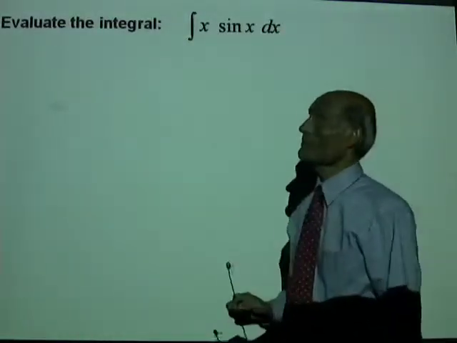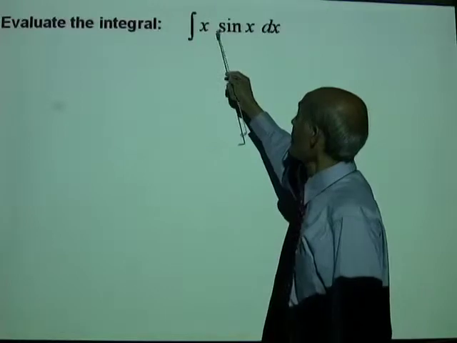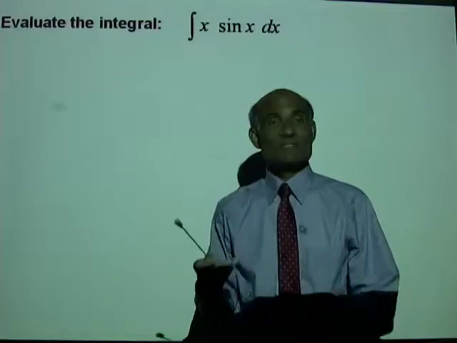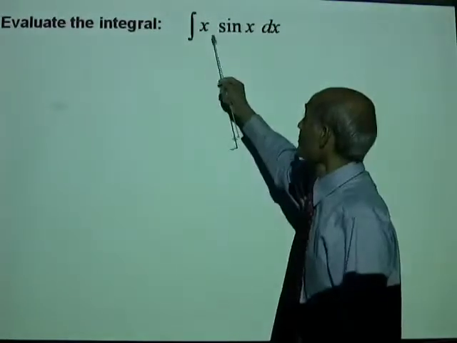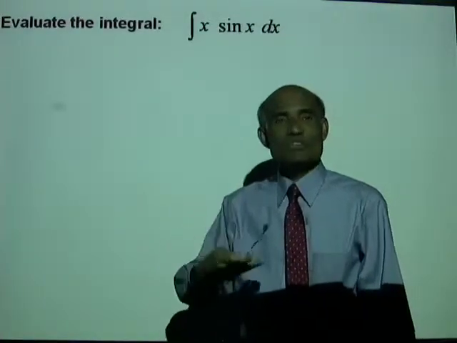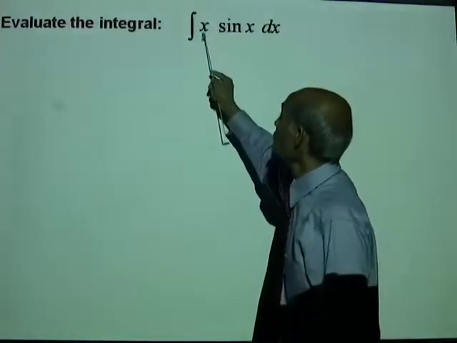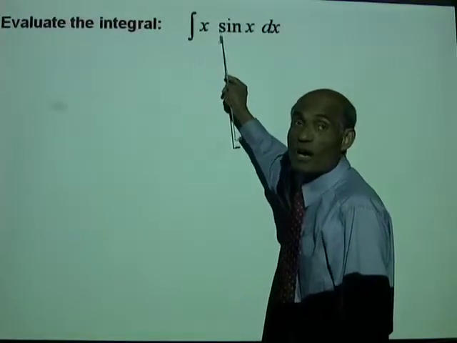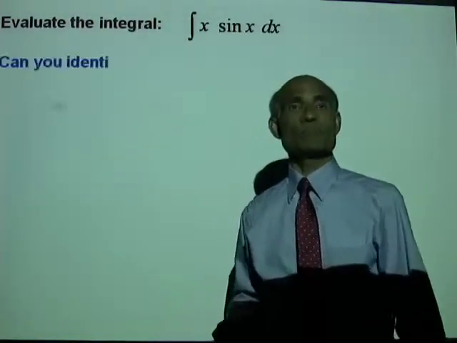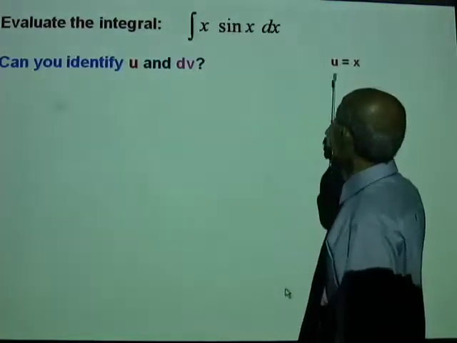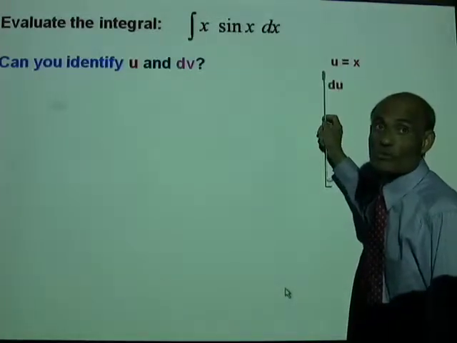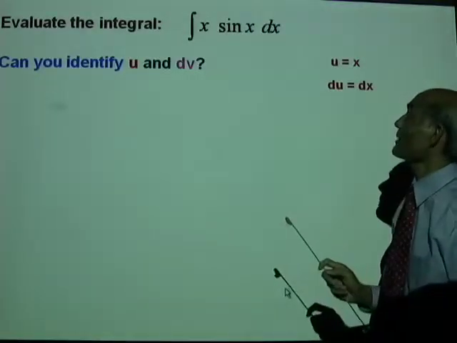Alright, another example. Evaluate the integral of x sine x dx. Now here again, the basic form is the same as before. You see, x is something that when you differentiate continuously, it is going to become 0. So we're going to choose x as our u, and the remaining sine x dx will be our dv. So u equal to x, and what is the next step? Find du. Therefore du equal to dx.